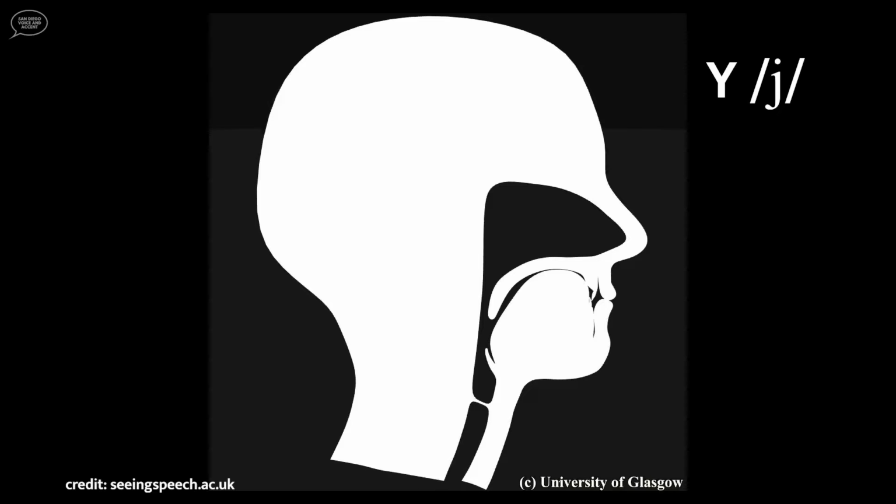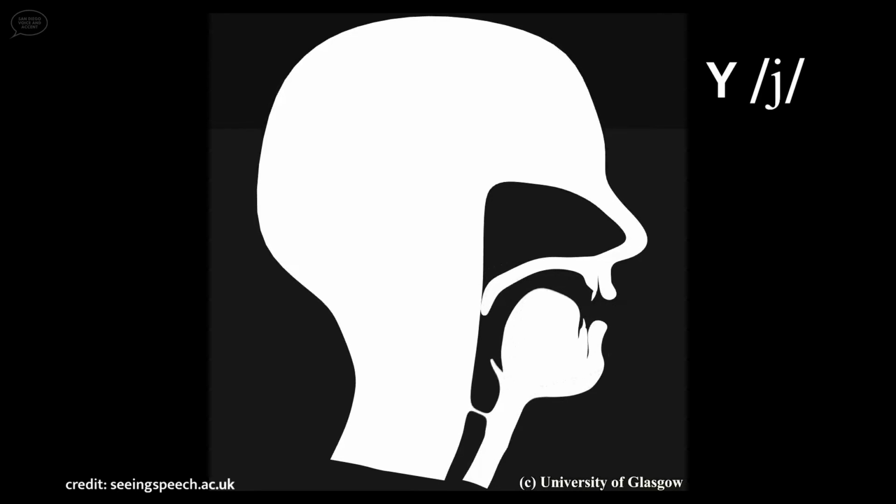This animation was created from an actual video of a real person pronouncing the y consonant sound. The animation shows the side view of the person's face, and I slowed it down to half speed. Watch how the middle of the tongue arches up towards the palate. E, yeah.